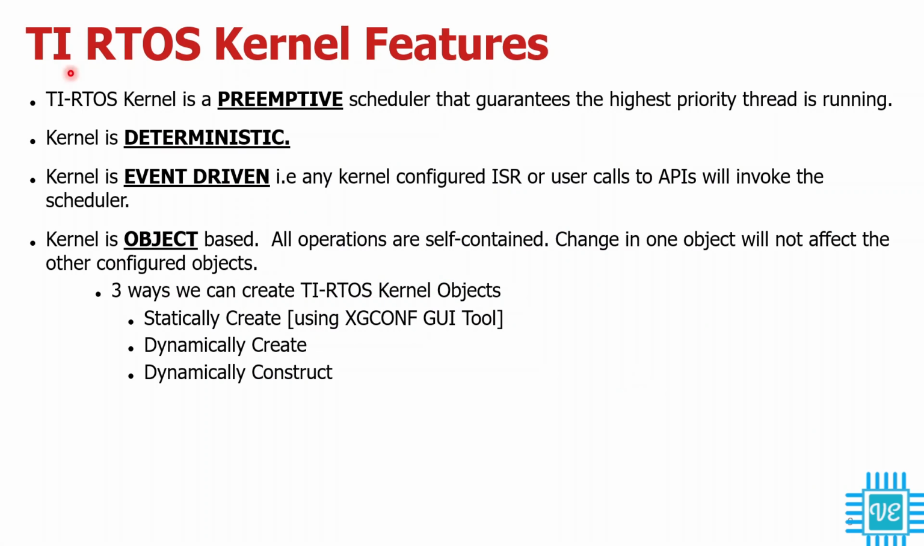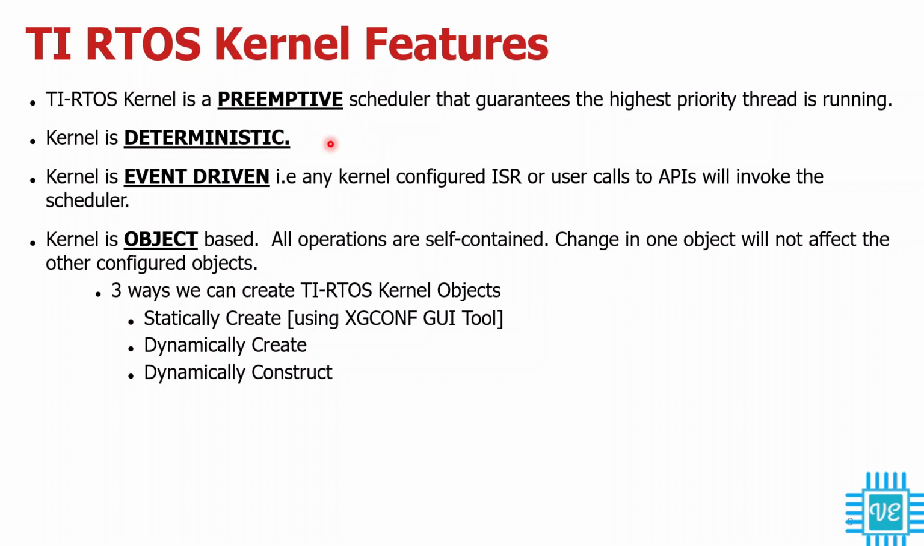Let's move on to the TI-RTOS kernel features. As I said, the TI-RTOS kernel is a preemptive scheduler. That means it guarantees the highest priority thread is running. The kernel provided with the TI-RTOS will always give the execution priority to the highest priority task which is configured in the application. So that is what we mean by preemptive.